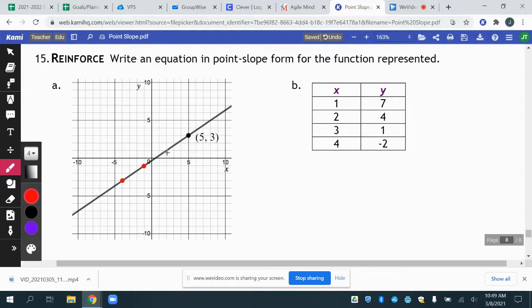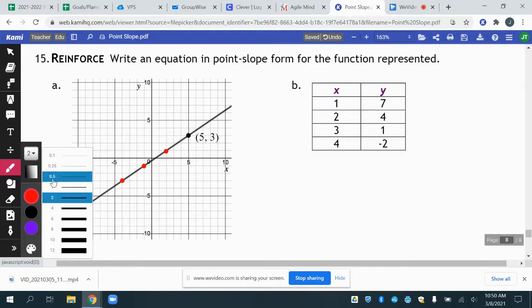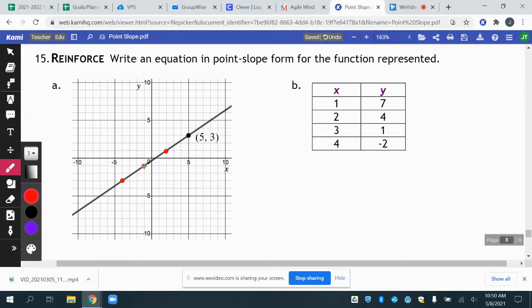Right there. Right there. It seems to always go, correct me if I'm wrong, but it goes 3 to the right. This is 1. 3 to the right. 2 up. That's a slope of 2/3.